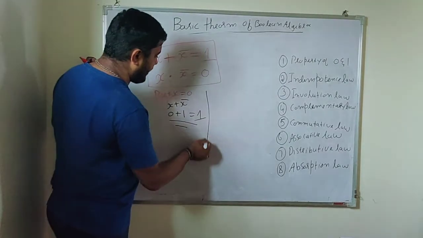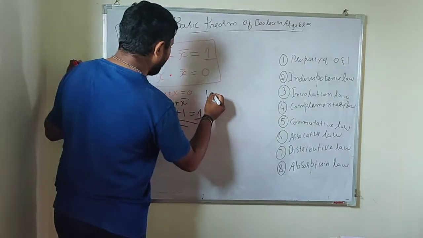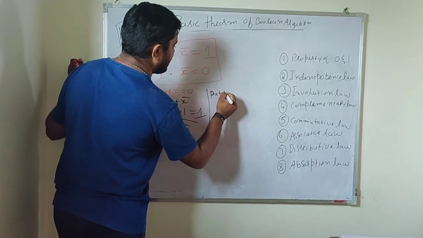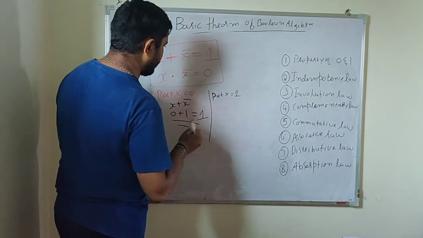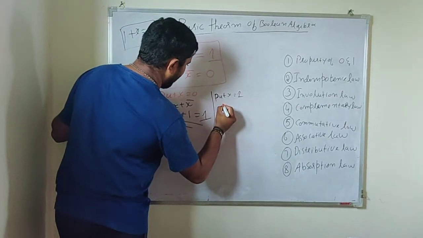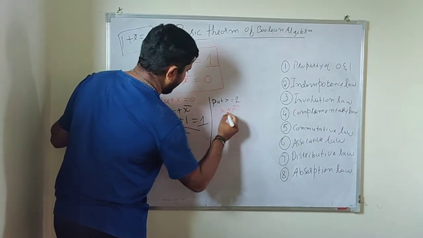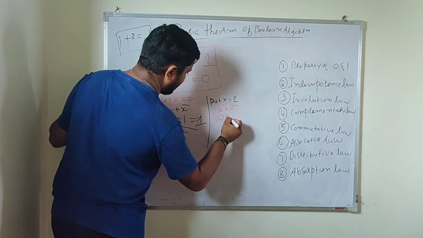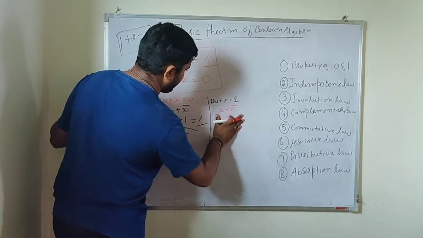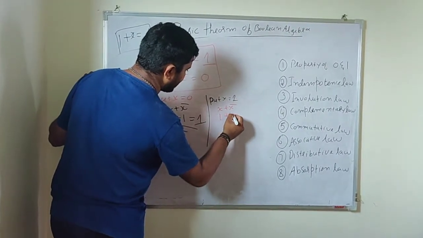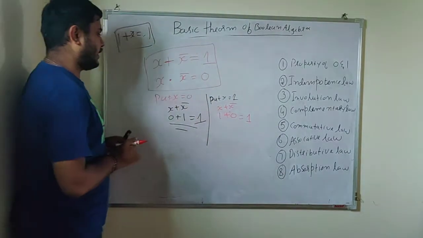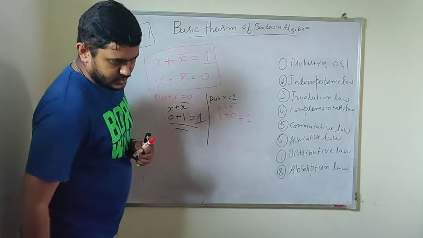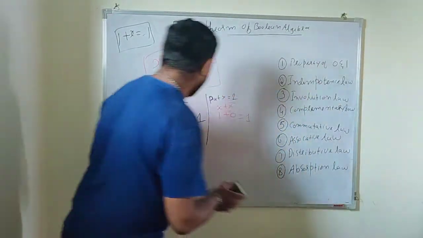Now again, for example, put x is equal to 1. So what do you get now? x plus x bar: 1 plus x bar, where x bar is 0, which is equal to 1. So this is the proof for the first equation. In the same way you can prove the second equation also.